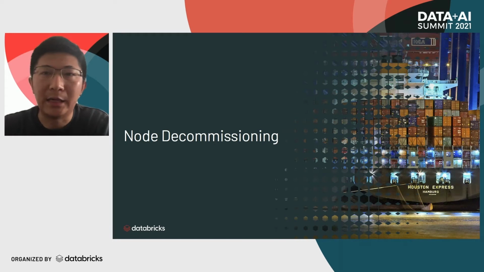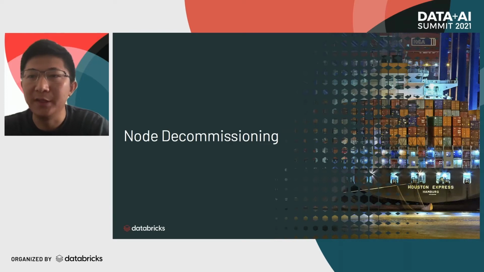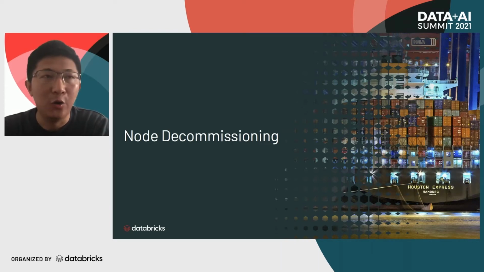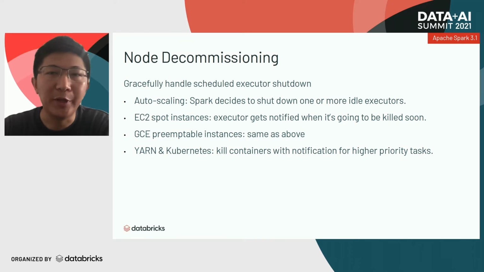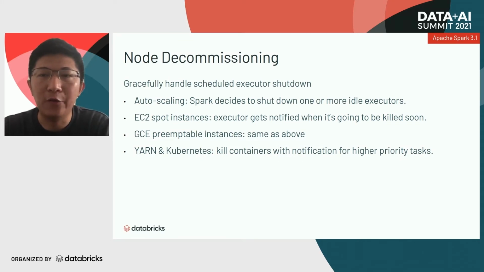Next, I'd like to talk about node decommissioning. This is an important feature in Spark 3.1 to improve stability. Spark engine is fault tolerant. However, recovering from failure has overhead. Node decommissioning is to reduce the failure recovery overhead.